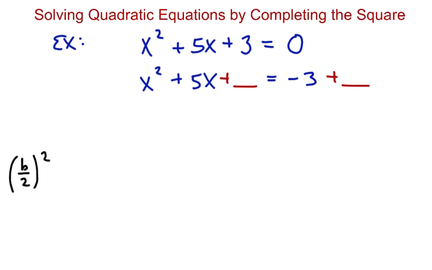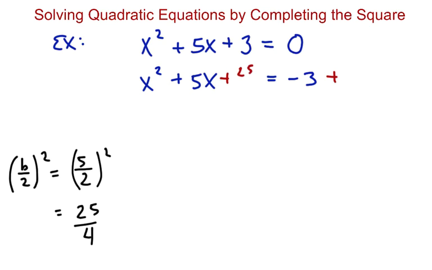So in this case, my b value is 5. So we're going to have 5 divided by 2 squared. And that means 5 times 5 is 25, 2 times 2 is 4. So I'm going to be adding 25/4 to both sides of this equation. So we got some fractions involved with this one. So 25/4, 25/4.